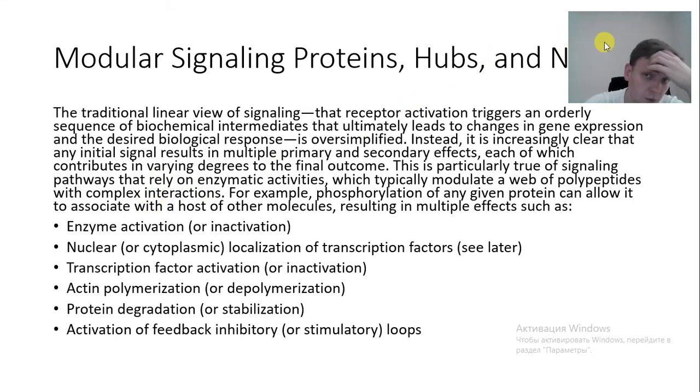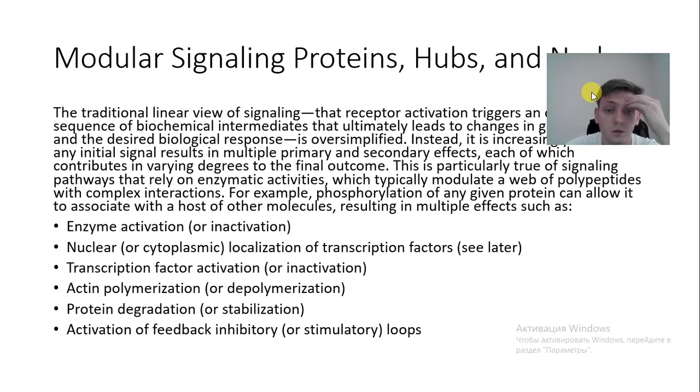So, modular signaling proteins, hubs, and nodes. Which functions are performed by these receptors? Enzyme activation or inactivation, which is controlled by hormones. Nuclear or cytoplasmic localization of transcription factors, which we discussed. Transcription factor activation, so once again, control of gene expression. We can activate or deactivate.